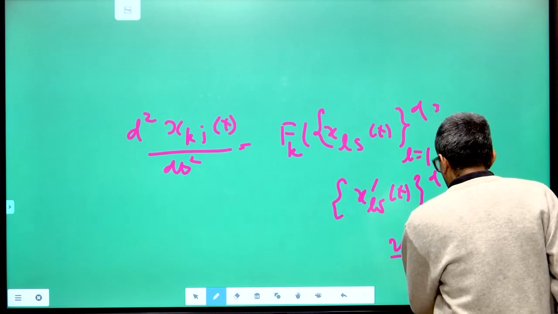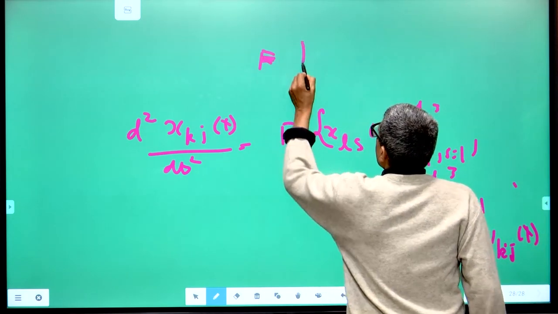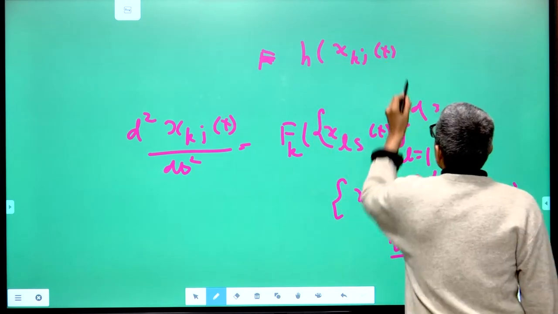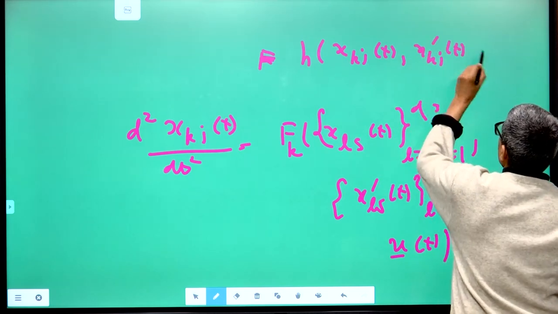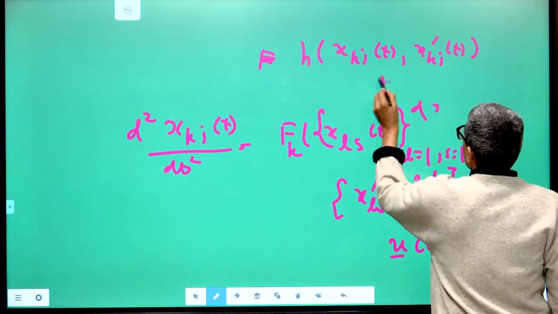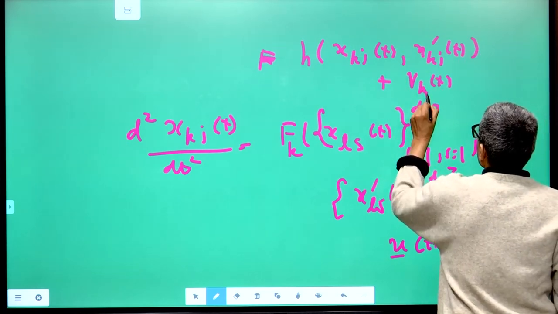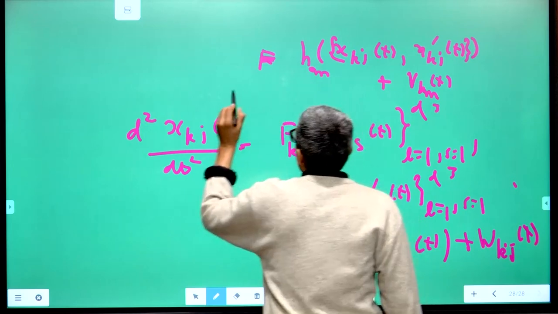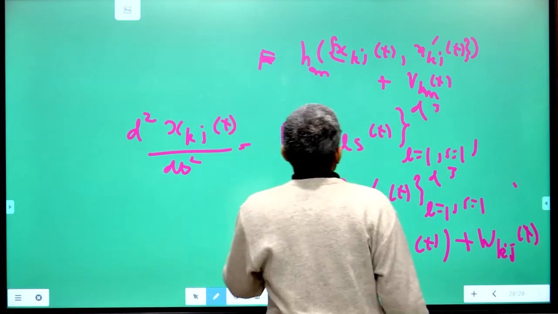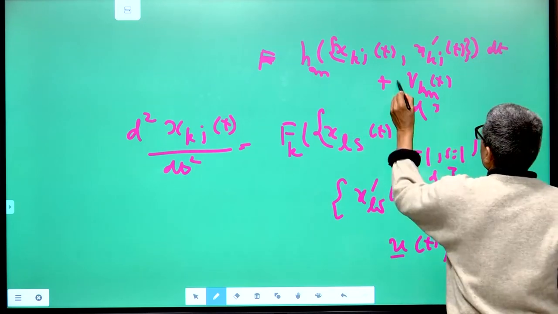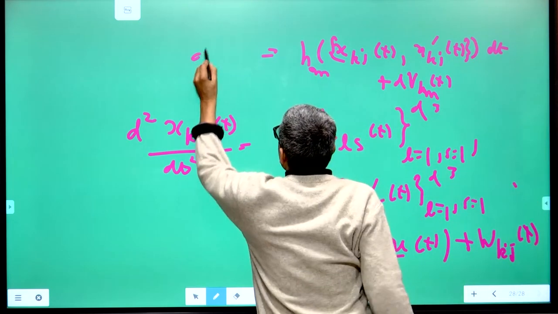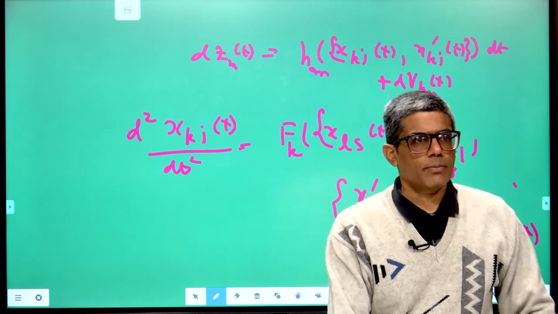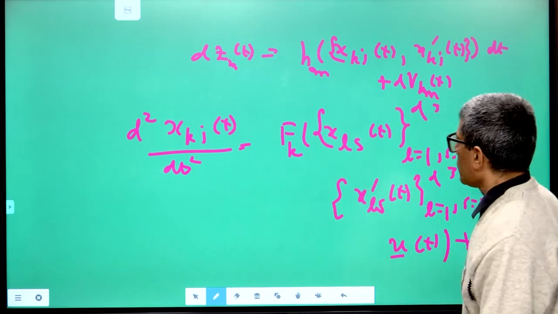How do you take measurements? The measurements will be some function of x_kj. It will be some function of the link angles and the link velocities. And you could have some noise also added to it. So you will have some v_m(t). To formulate the filtering problem, you have to write down the measurement in a differential form. So the measurement taken during the time interval t to t plus dt can be represented in this form, where the v_m(t)'s are Brownian motions, or dv_m/dt are Gaussian white noise processes.